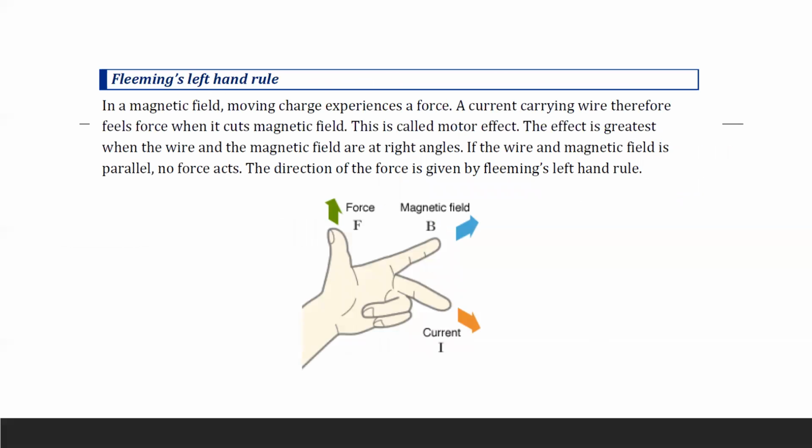If you want to find the force on the wire or the force on a charge placed in a magnetic field, we will use Fleming's left hand rule. According to Fleming's left hand rule, the first finger, the index finger, should point in the direction of the magnetic field. The second finger represents the direction of the conventional current or the positive charge, and automatically the thumb will point towards the force or the deflection which the charge will experience, which is also known as the motor effect.